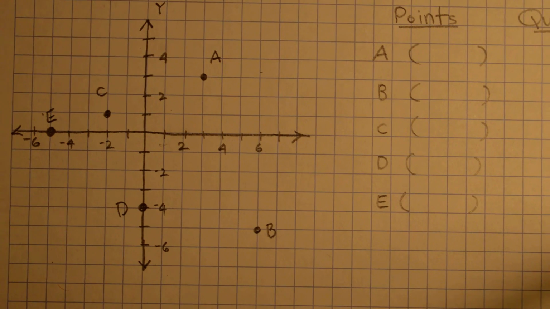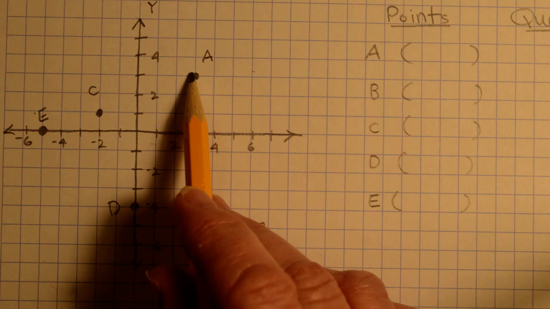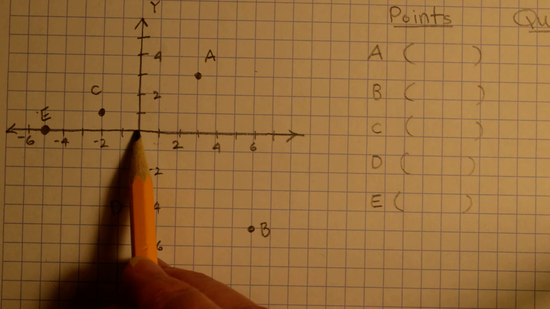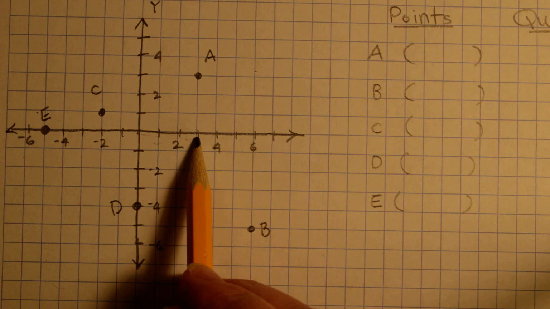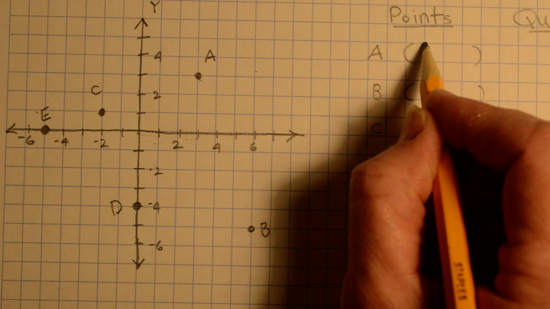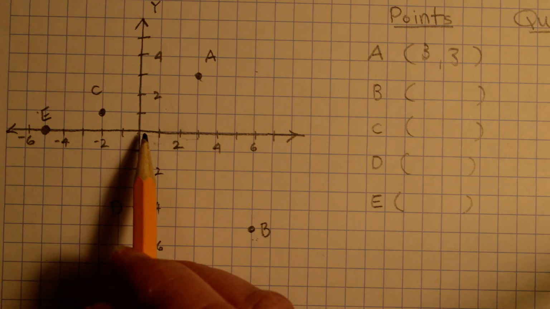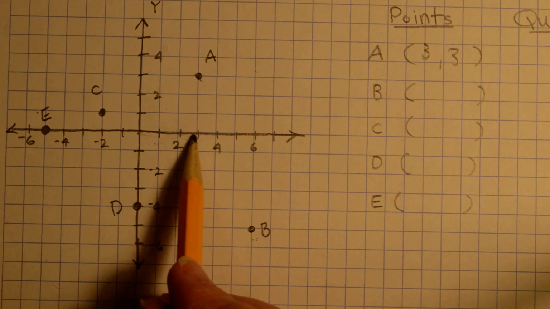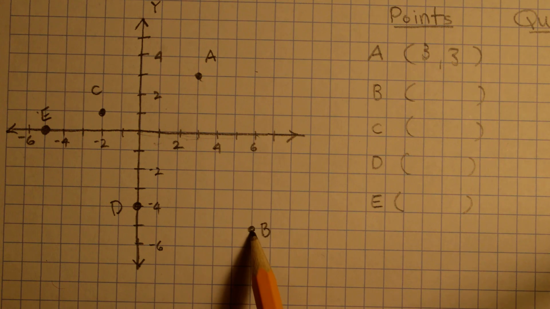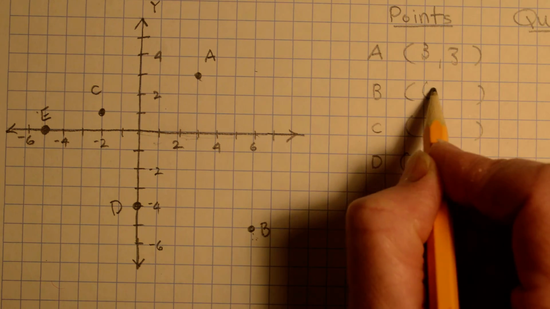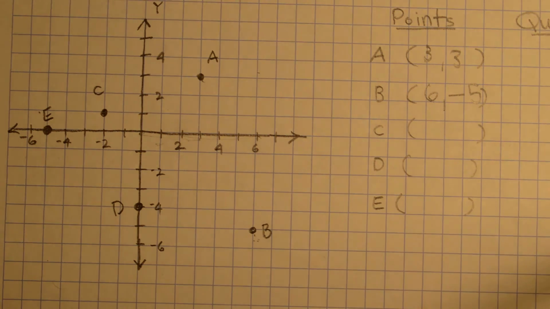Okay, so I'm going to fill these in. So point A is right here. From the origin, I had to go over 3 and then up 3. So this would be the ordered pair 3, 3. For point B, which is down here, I had to start at the origin and go over 6 and down 5. So this should be the point 6, -5.